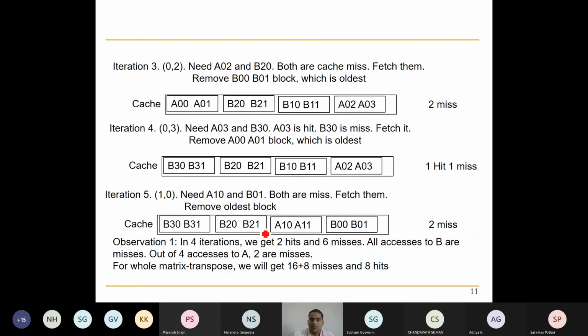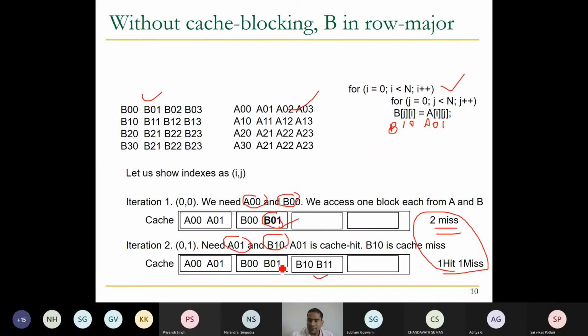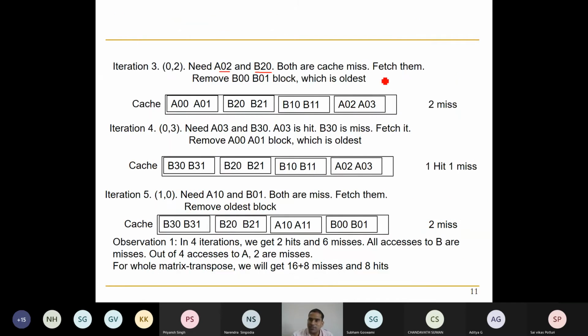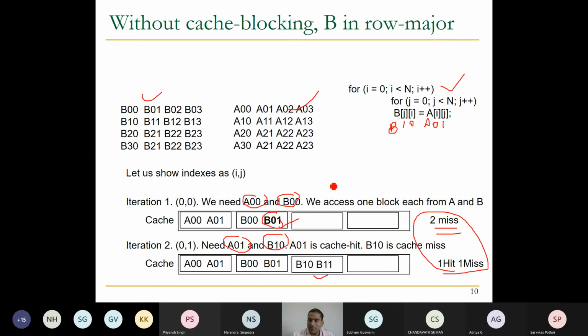Now let us go forward. Now I need A02 and B20 because J will move to 2. Both of them are misses, as you can see. Neither in this cache do I have A02, nor do I have B20. So both of them will miss. So I have to fetch them, but there is only one free space. Space for just one block is there. So I will have to remove the oldest block.